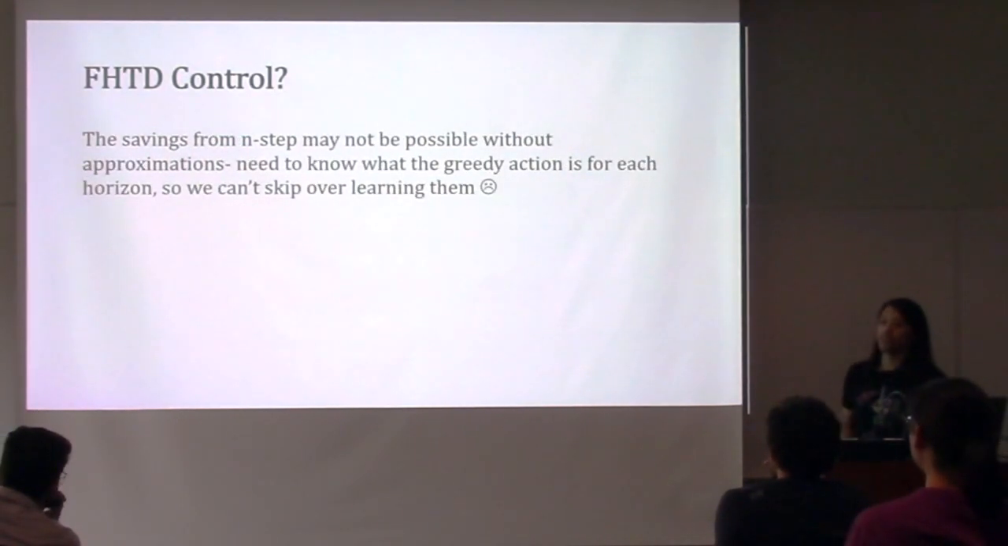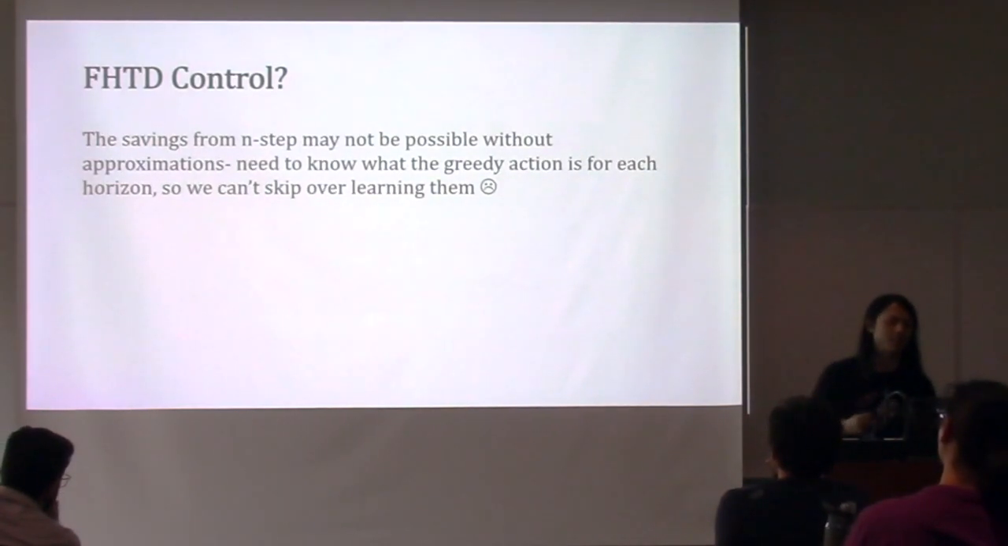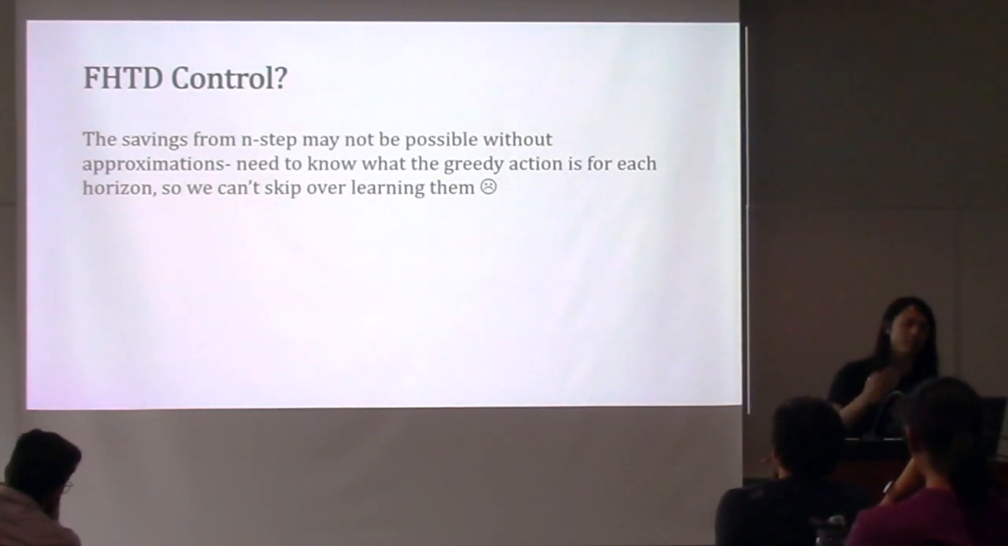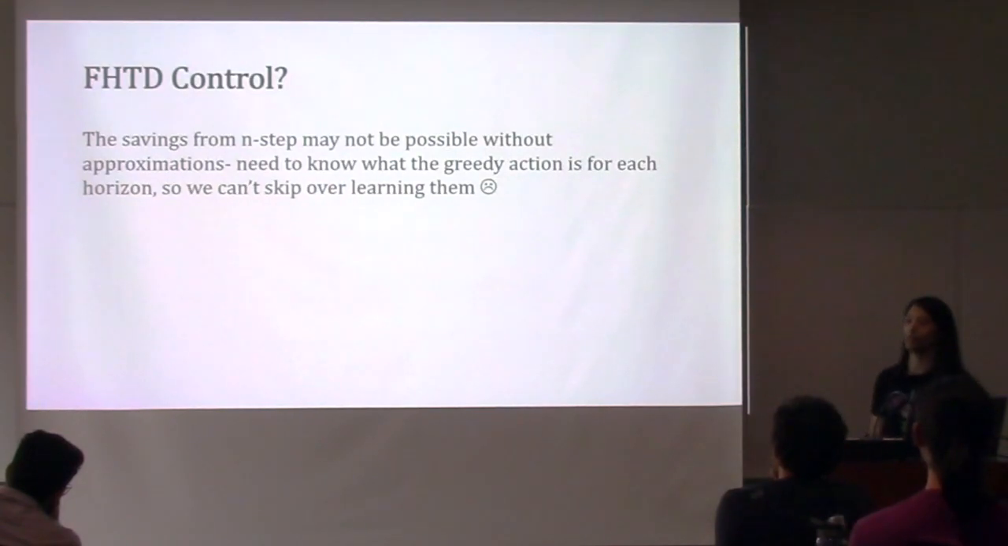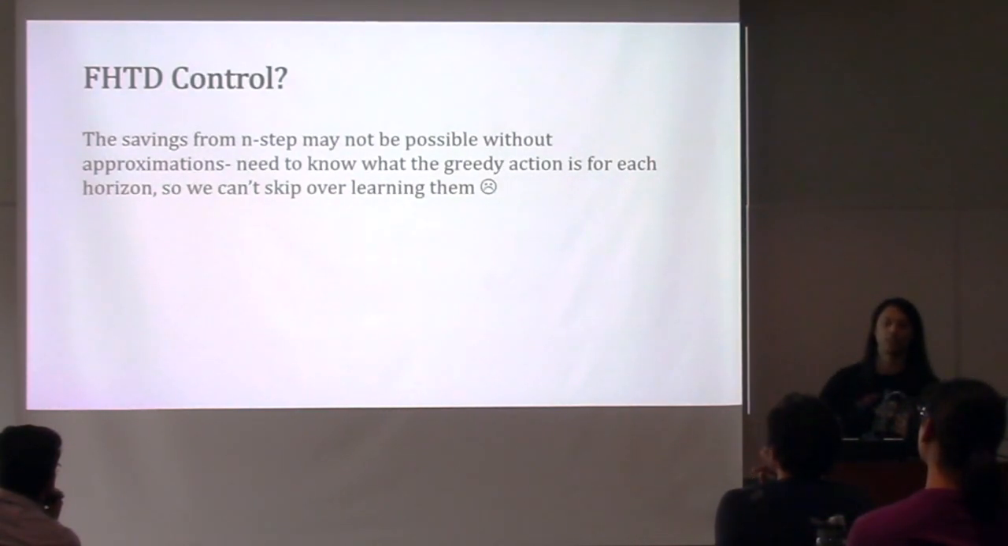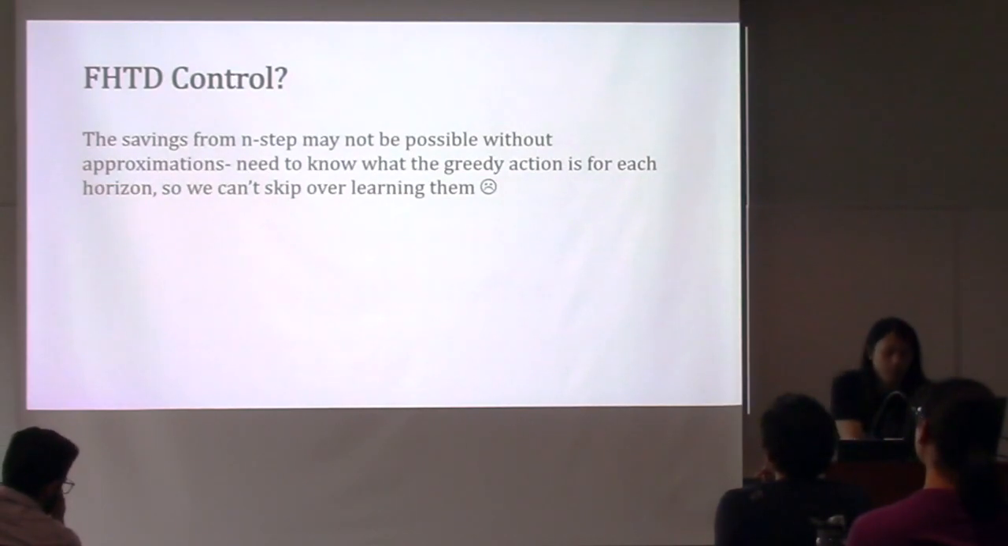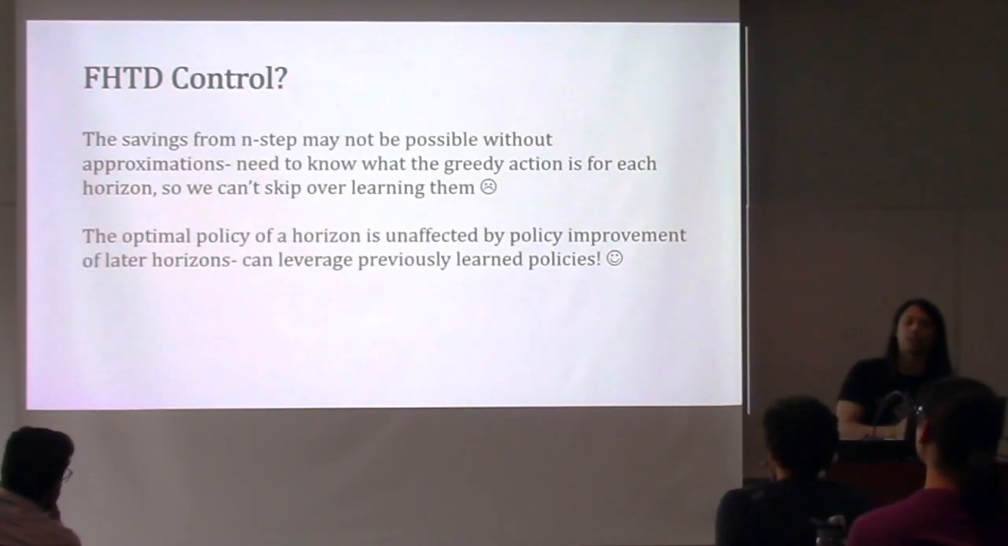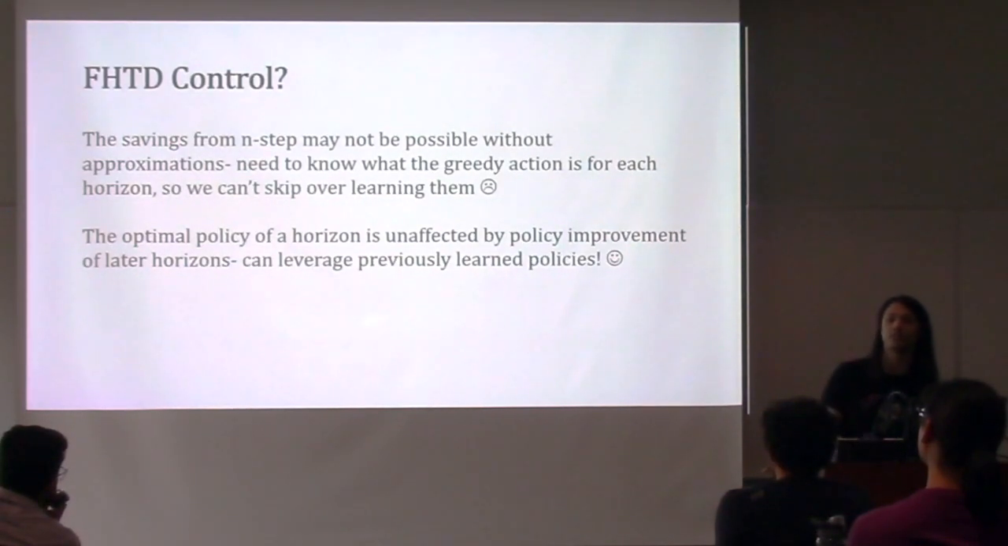Also, because you have to know the greedy action of every horizon, it's not possible to get the savings from n-step methods without approximations, because you need to know what the best thing to do is at each step, and if you're skipping over value functions, you don't have those action values to base your decisions off of. But on the other hand, because of the unidirectional dependencies of these value functions, the optimal policy of one horizon is unaffected by the policy improvement of later horizons.